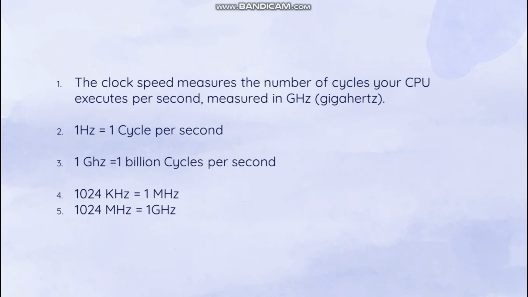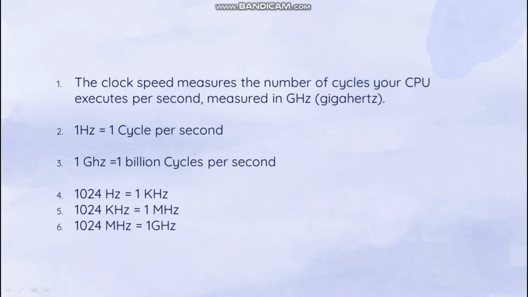Now coming to the clock speed. Clock speed measures the number of cycles your CPU executes per second, and it is measured in gigahertz. So, if your processor has a clock speed of 1 Hz, which means that it will execute 1 cycle per second, then what about 1 GHz? Which means that your processor will execute 1 billion cycles, which means 100 crore cycles per second.